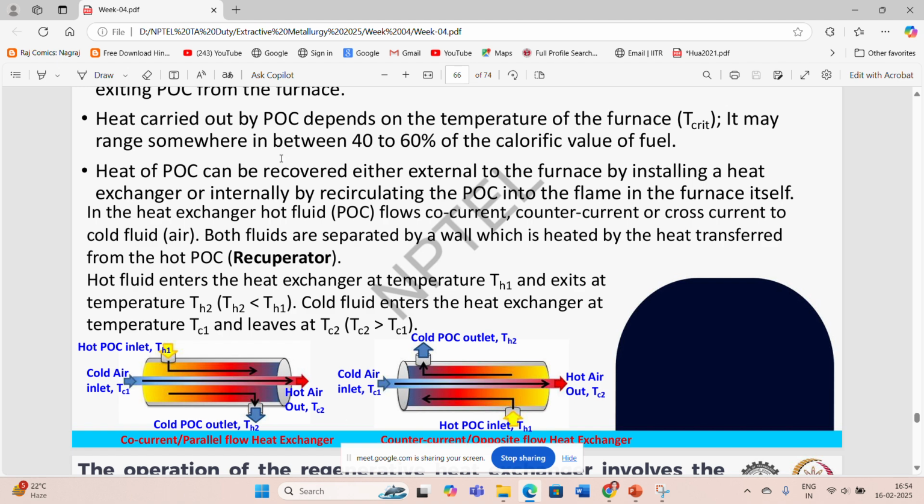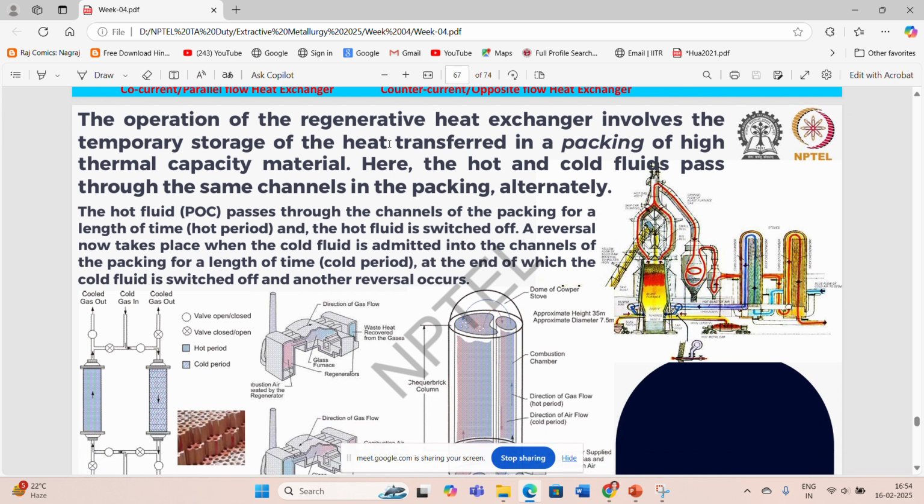Okay. The operation of regenerative heat exchangers involves the temporary storage of the transferred heat in a packing of high thermal capacity material. Here the hot and cold fluid pass alternately through the same channels in the packing. When hot gases are passing through this chamber, the hot gases transfer heat to the packing, and then alternately, when cold gases pass through that same chamber, the packing provides that heat to the cold gases.